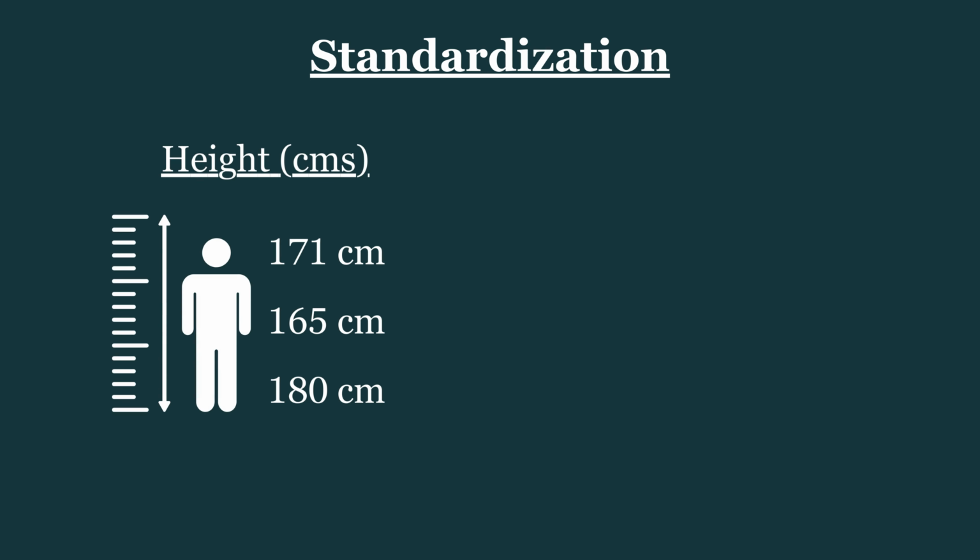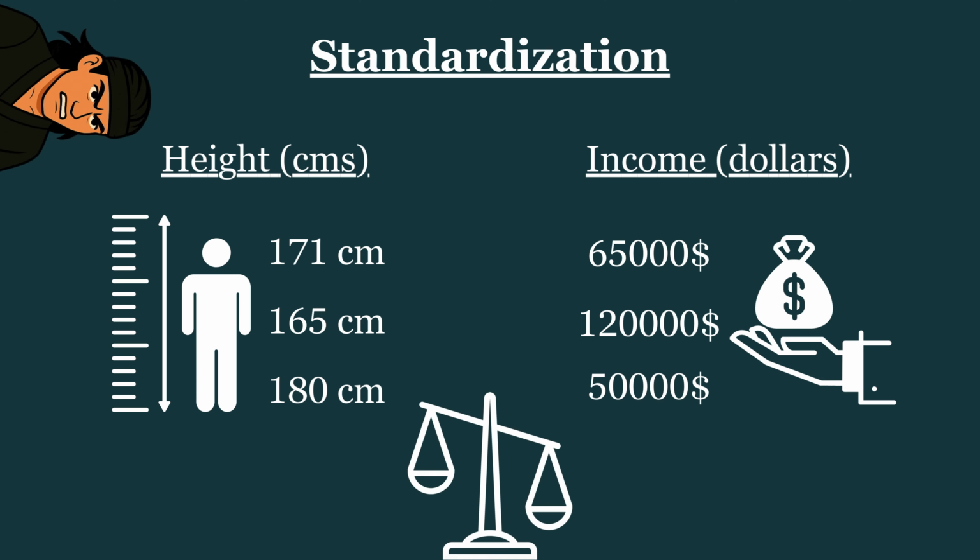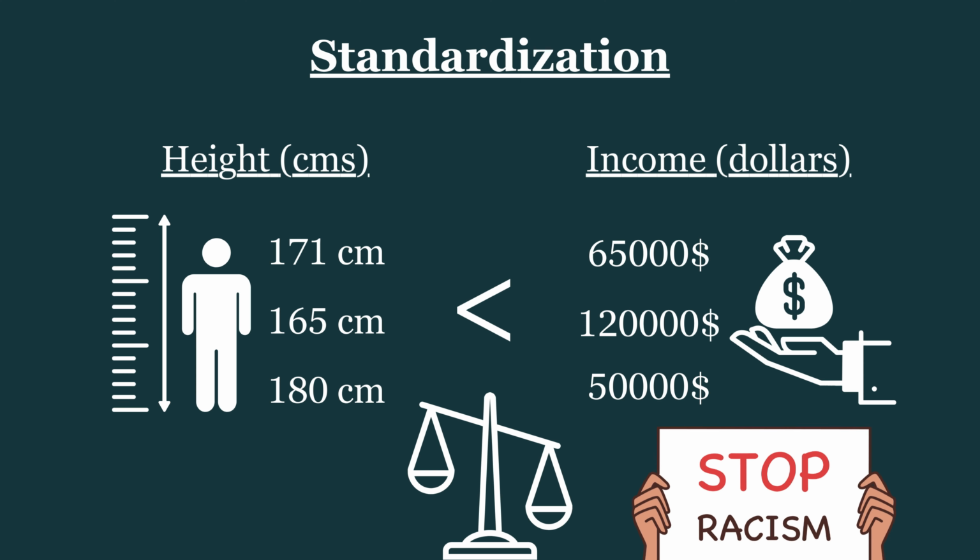Imagine you're training a model. You have height in centimeters and income in dollars. If you feed these raw numbers into your model, guess what happens? The model freaks out and starts favoring the huge numbers, which is the income, because it's literally bigger in magnitude. It is not fair as it is biased towards the bigger numbers.